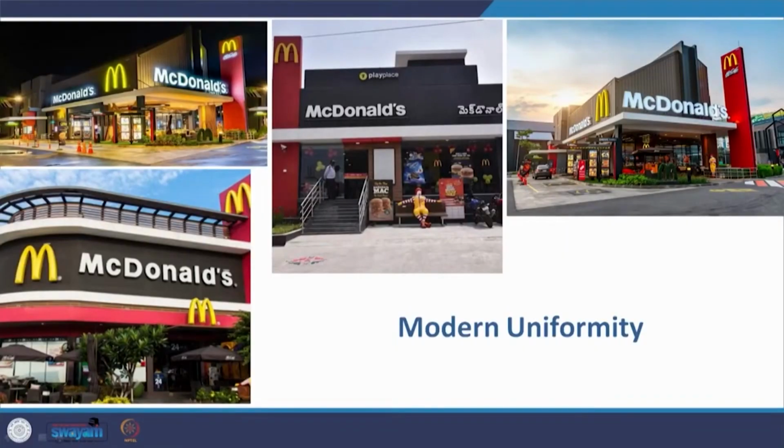That is modern uniformity for you. Even a simple thing, a cultural icon of today, the big M sign of McDonald's all over the world, is so difficult for us to identify in which city of the world these eateries are, all represented by the uniform architecture of McDonald's.